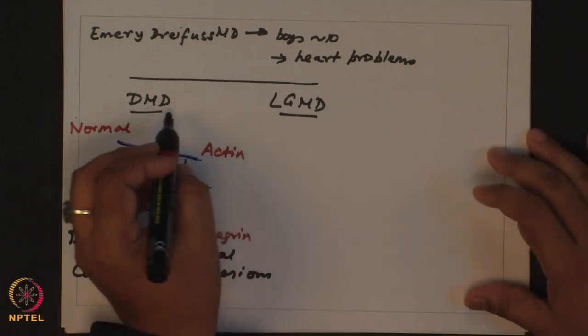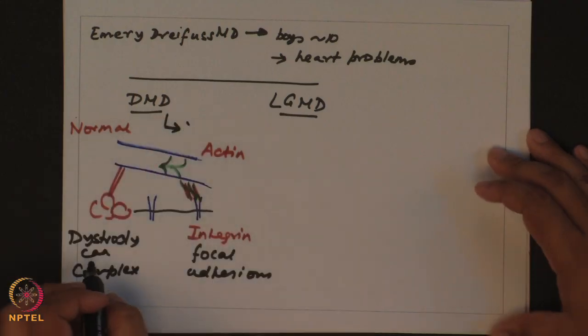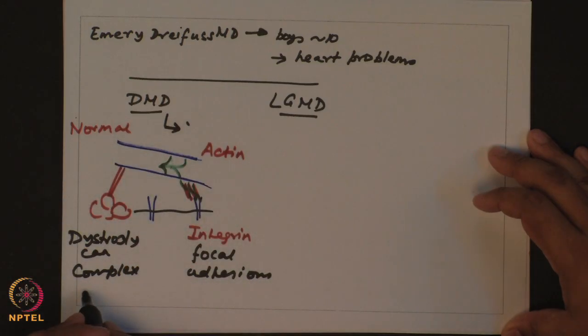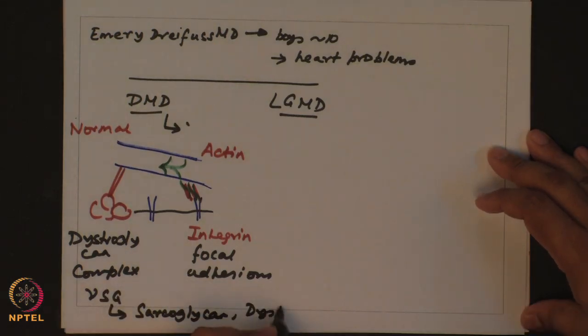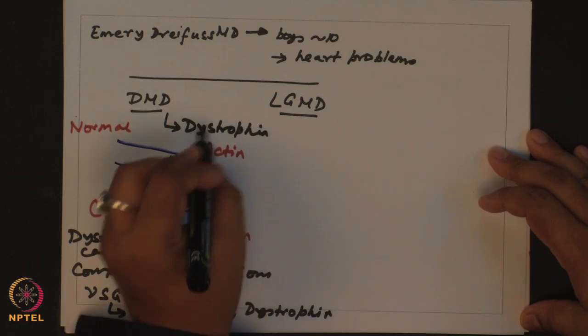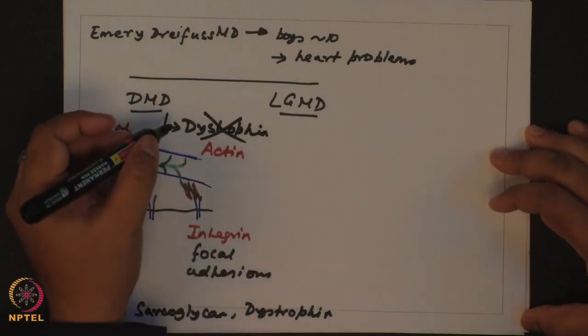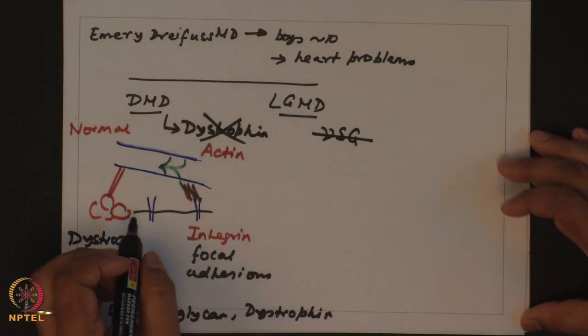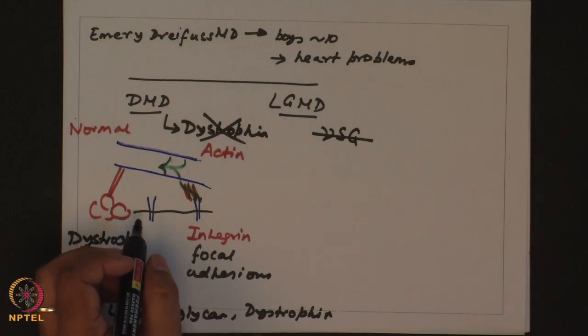So, as part of the dystroglycan complex there are multiple proteins like gamma sarcoglycan, I am just writing sarcoglycan, as well as dystrophin. In DMD, or Duchenne muscular dystrophy, due to mutation, dystrophin expression is completely gone. So, the dystrophin complex is missing, and in limb girdle muscular dystrophy, gamma sarcoglycan is missing. So, what has been observed?